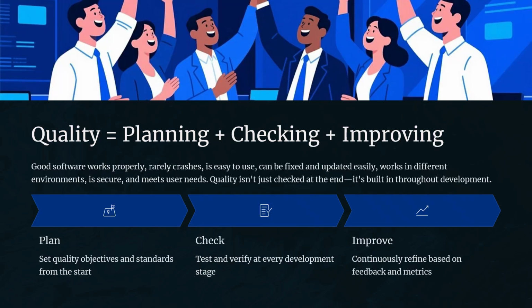Quality equals planning plus checking plus improving. Good software is correct, reliable, efficient, secure, portable, and easy to use. It doesn't crash often, it can be updated easily, and it works smoothly across systems. Quality is not something you add at the end. It's a continuous cycle. Plan, set objectives. Check, test everything. Improve, fix issues and refine.